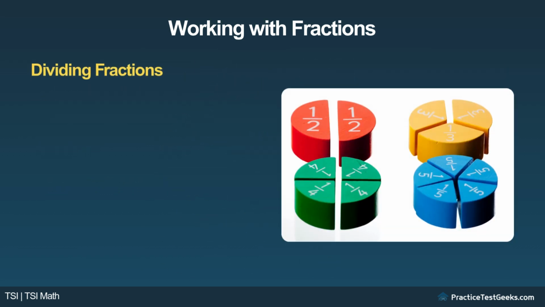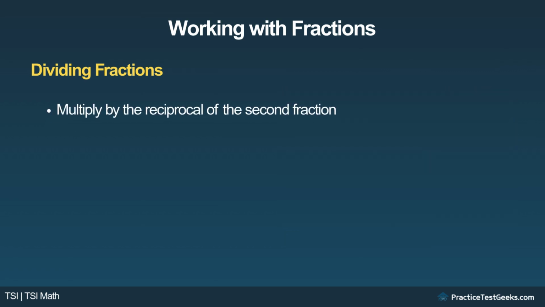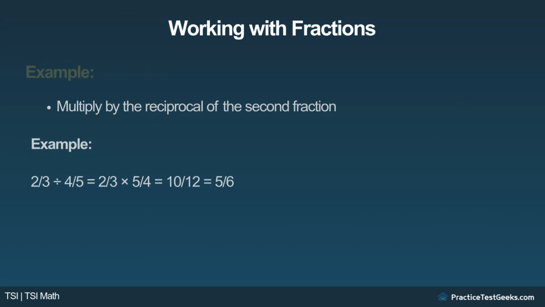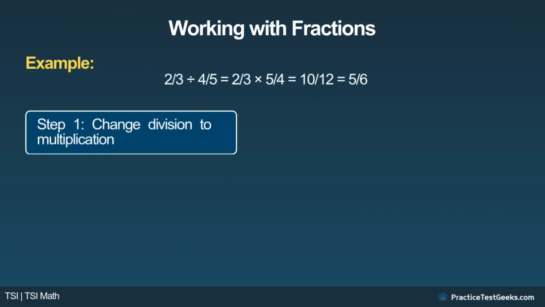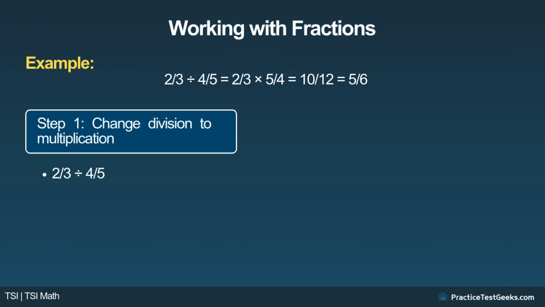3. Dividing fractions. Multiply by the reciprocal of the second fraction. Example, 2/3 divided by 4/5 equals 2/3 times 5/4 equals 10/12, which simplifies to 5/6. Here are the steps for dividing fractions based on the given example. Step 1. Change division to multiplication. When dividing fractions, flip the second fraction. This is called the reciprocal, and change the operation to multiplication.